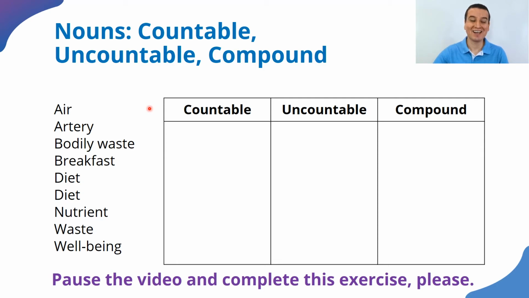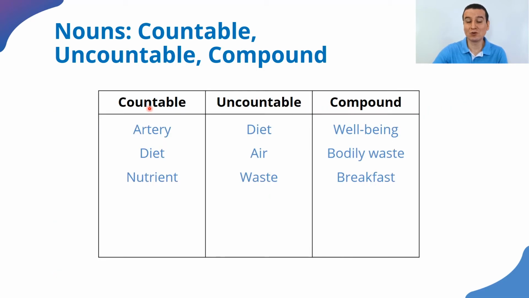All right. I hope that you did complete the activity. And here are the answers. Not necessarily in this order. I don't know how you wrote them, but let's use this order. Countable nouns, artery, because you can say arteries, two arteries. Diet, you can have several diets, let's say. We can say, I have one diet for building muscle, and I have one diet for losing weight, for example.